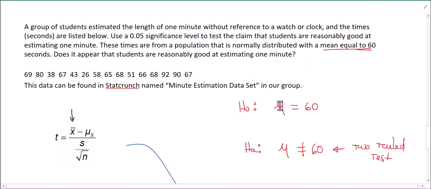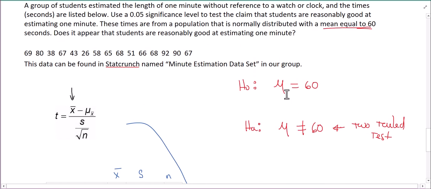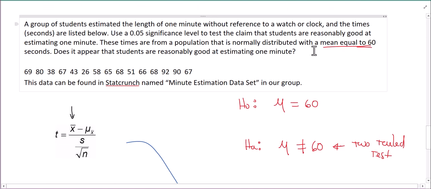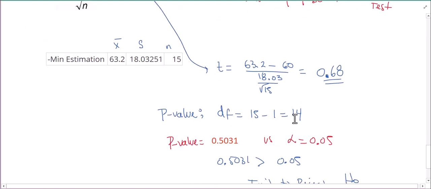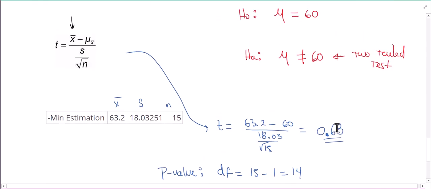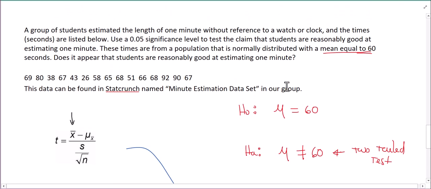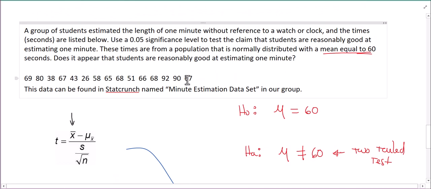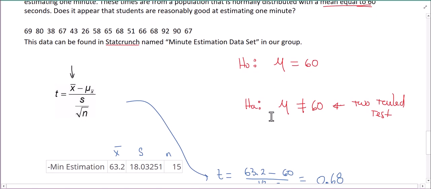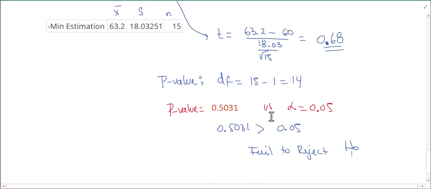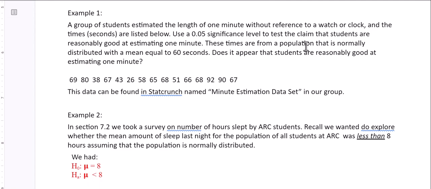The null hypothesis is that people are spending on average, oh wait, this is the other one. This is the one that is the minute. So the null hypothesis is that students are reasonably good at estimating 1 minute. And we said we failed to reject the null hypothesis. So that means that the null hypothesis is plausible. So it is plausible the students are reasonably good at estimating 1 minute based on this sample. So that's what you will say in the context of the problem.